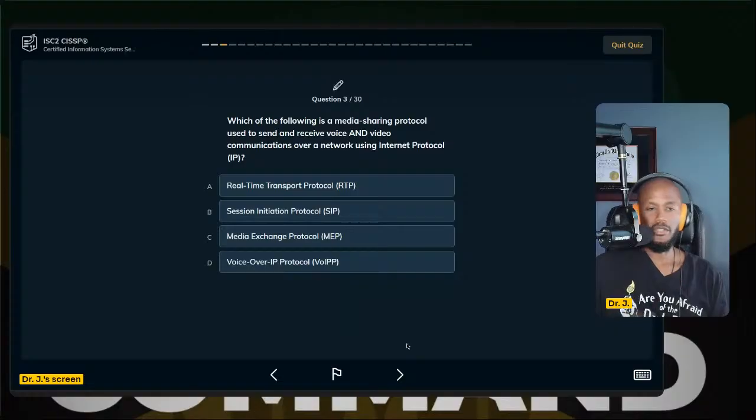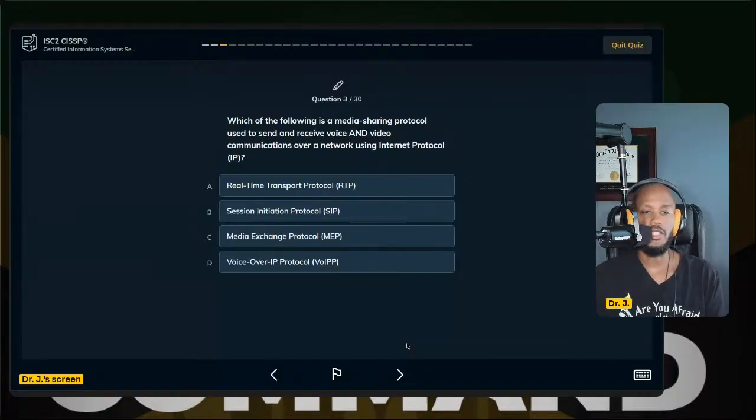All right, which of the following is a media sharing protocol used to send and receive voice and video communications over a network using Internet Protocol, or IP? I mean, VoIP, like all your Cisco phones and teleconferencing materials. Oh, but this says voice and video. Oh yeah. Well, it seemed like SIP would be the best one there, including video.